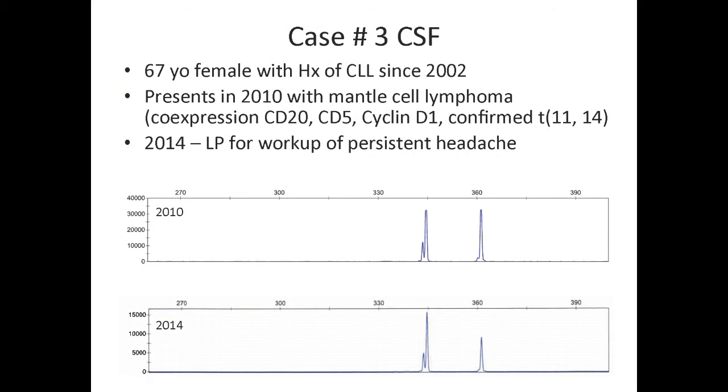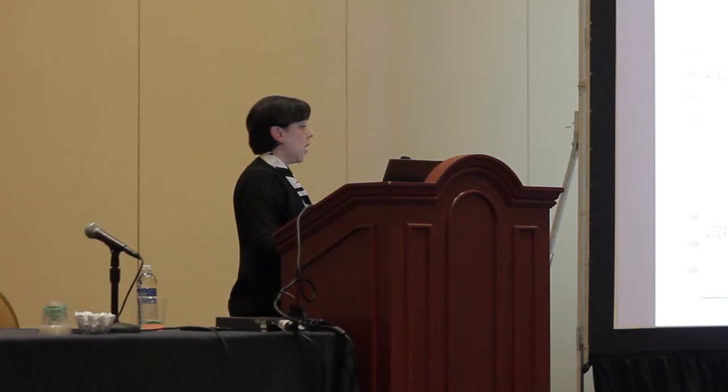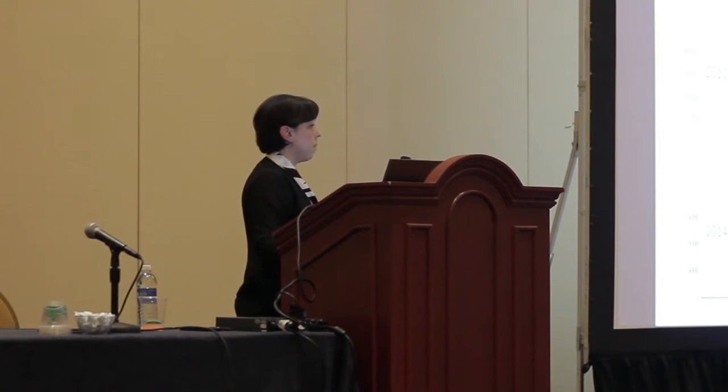And now this is case number 3, and this is the CSF that I showed you in the validation before. This is a 67-year-old female with history of CLL, another CLL, and that history was since 2002. This patient presented in 2010, not with a CLL, but with a mantle cell lymphoma, so an additional malignancy. And we knew that it was, in fact, a mantle cell lymphoma because it had co-expression of CD20, CD5, and cyclin D1, and by FISH, it had a confirmed translocation of 11;14. Now, this patient shows up in 2014 with a headache. Now, what does the NGS tell us more about this patient?